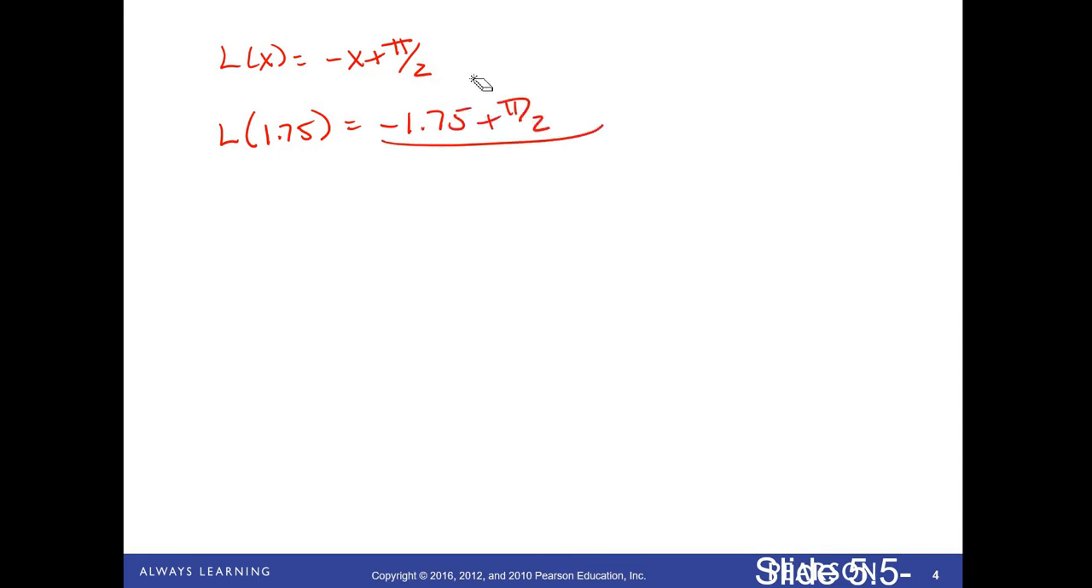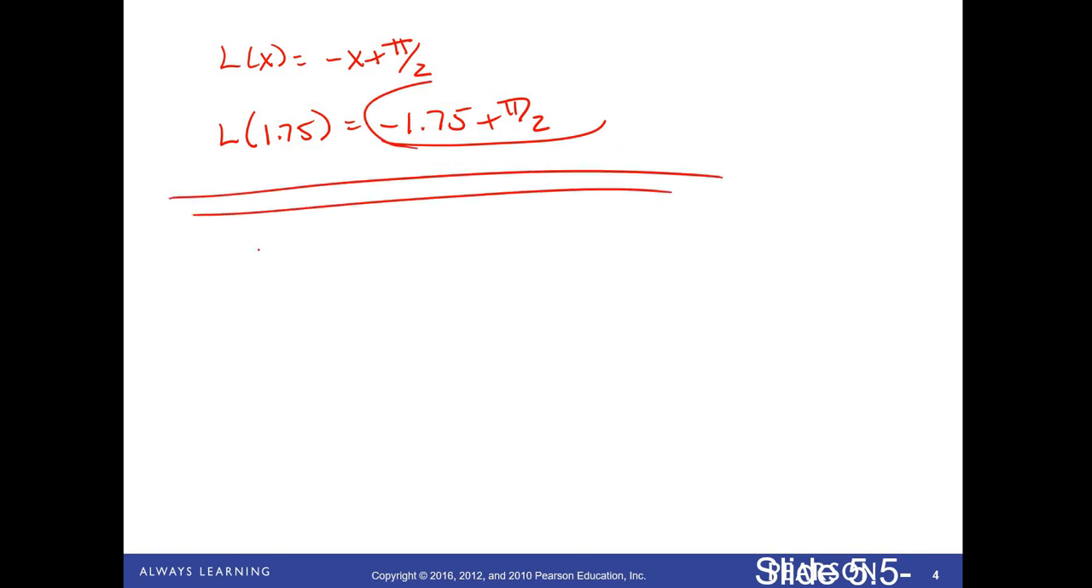So I'm going to go to another screen. The equation again that I'm using is L of x equals negative x plus pi over 2. And I want to find L of 1.75. So negative 1.75 plus pi over 2 is my answer. That's just a number. Let's do a check on this.